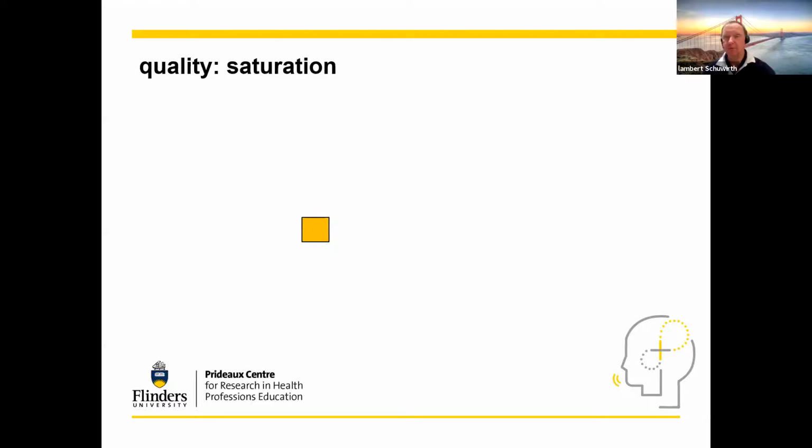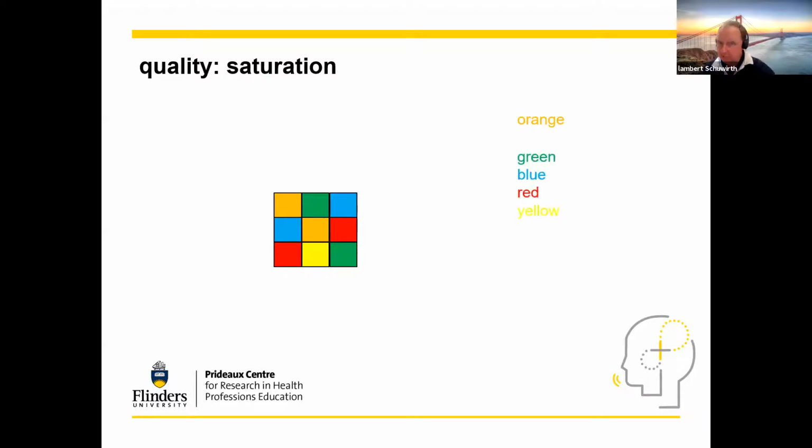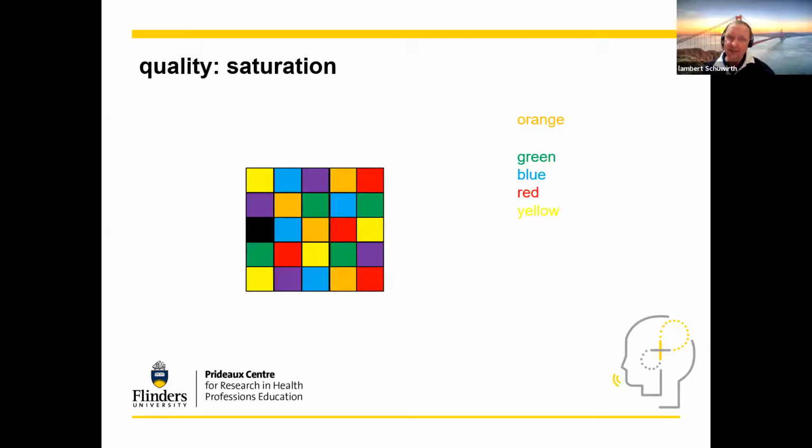So I observe a student, I've got some observations, some information about a student, and I think the universe is yellow or orange. But I continue observing the students and I see different facets, different aspects of their competence. I see green, blue, red, and yellow. And I continue observing and I see other aspects that I hadn't seen before. I see purple and black.